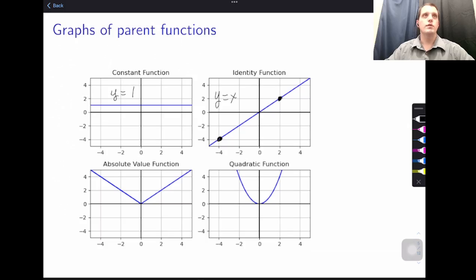We have the absolute value function, where this one, as we learned earlier, has the equation of y is equal to negative x on the left side and y is equal to positive x on the right side. And then the last one we have is the quadratic function, which is y is equal to x squared.